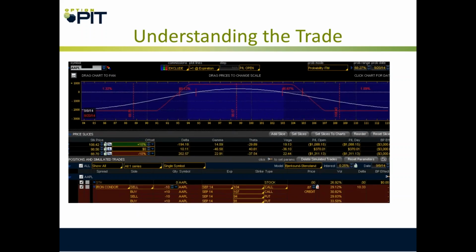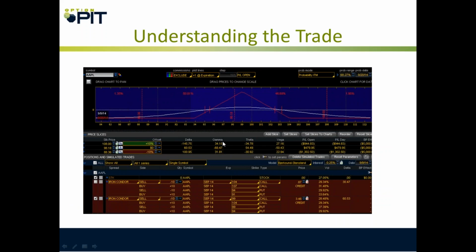Now, let's go to my iron condor. What's happened? My gamma's gone up a little bit. My theta's actually fallen, and my vega's fallen, or about the same. So my butterfly has a little more risk, same theta, more short vega exposure.